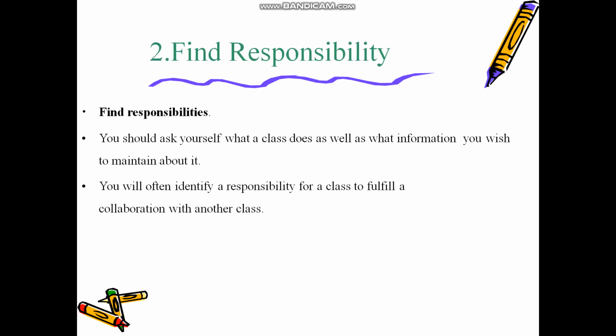Step 2: find the responsibilities. You should ask yourself what a class does, as well as what information you wish to maintain about it. You will often identify a responsibility for a class to fulfill a collaboration with another class. Suppose the class is student. What is the responsibility of a student in a college management system? To attend the lectures, to maintain the discipline, to give the assignments in time. There are multiple types of responsibilities performed by a student in a college management system. This is a part of the responsibility. What is the main responsibility? Identify a responsibility for a class to fulfill a collaboration with another class.